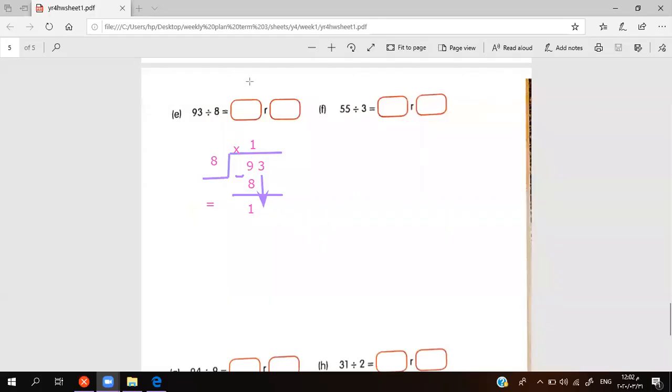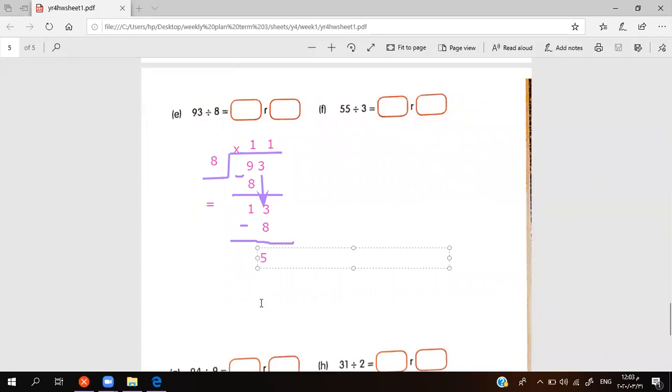Okay, and now the 3 will go down. Now what times 8 gives me a 13? Nothing. It will also be the number just before the 13 in the answers of the timetable of 8, which is the 1. 1 times 8 is gonna give me an 8. And then I subtract. 13 minus 8, after 8: 9, 10, 11, 12, 13. So my answer will be 5.